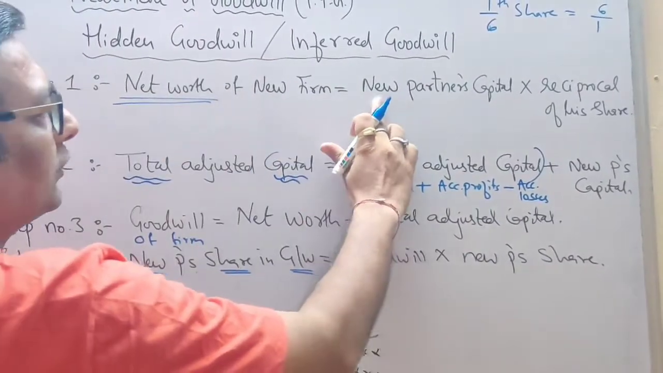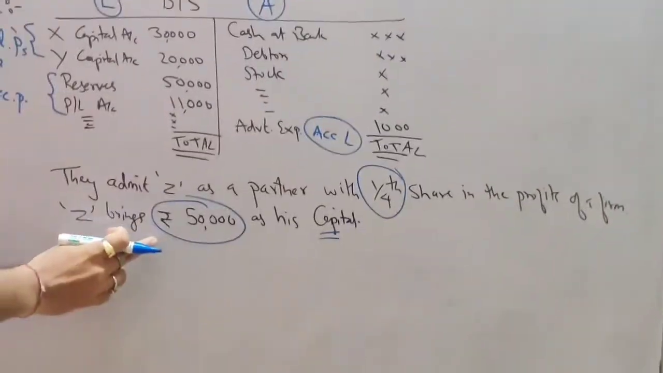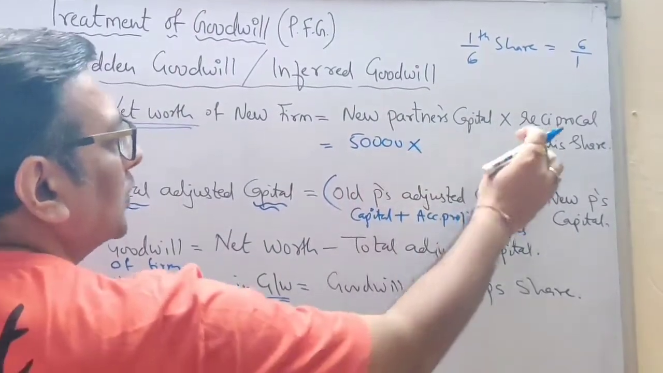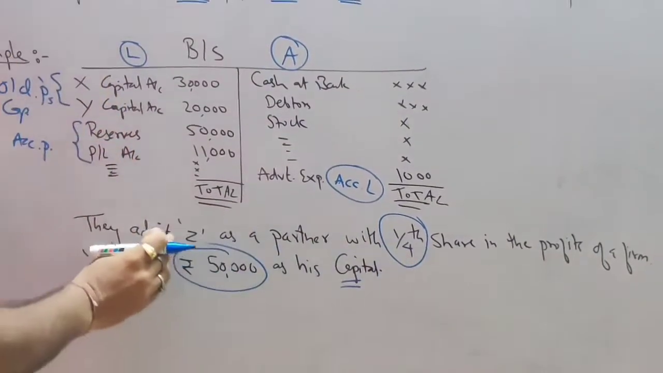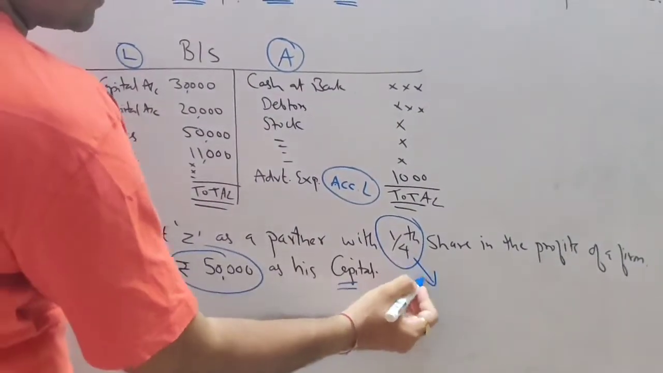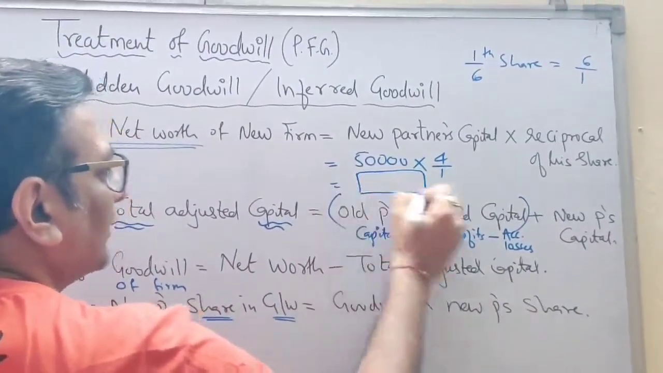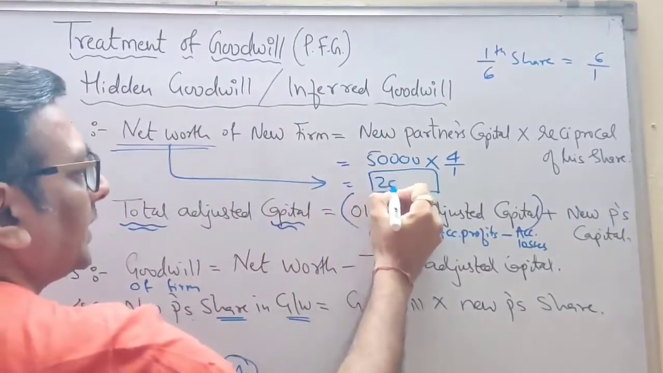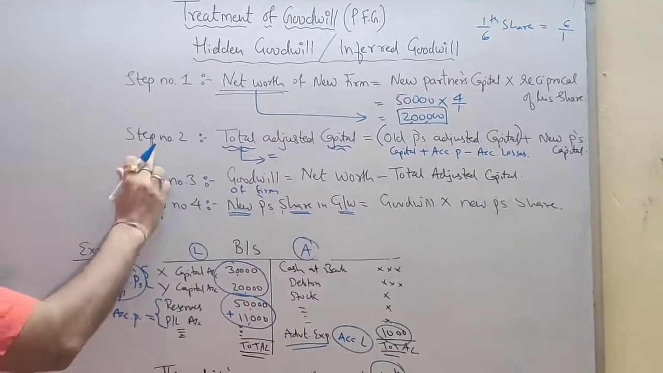How to find it? You will write the new partner's capital. What is the new partner's capital given here? 50,000. So 50,000 into the reciprocal of his share. What is the share of Z? 1/4. If you reverse this, what is the reciprocal? 4/1. So you multiply it with 4/1. This will give you the net worth of the firm. So it will be 2 lakh rupees. Okay, now let's do step number 2.